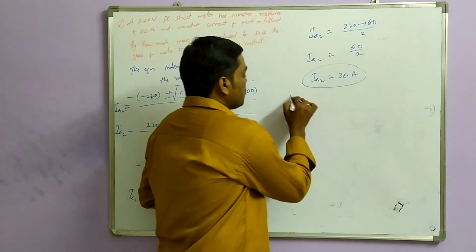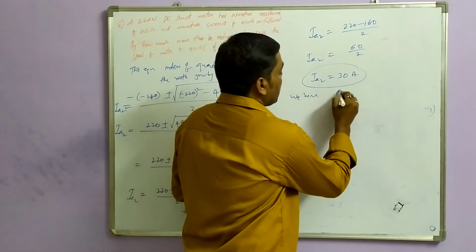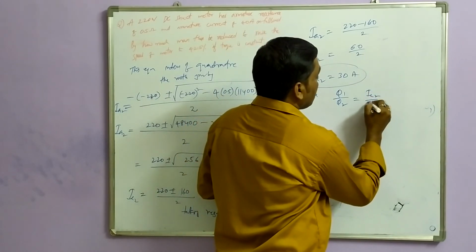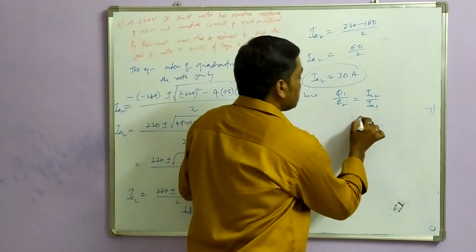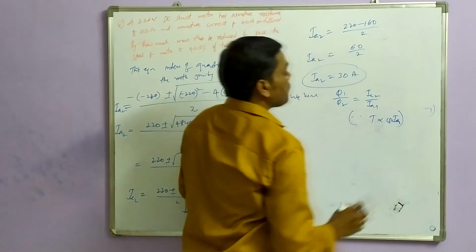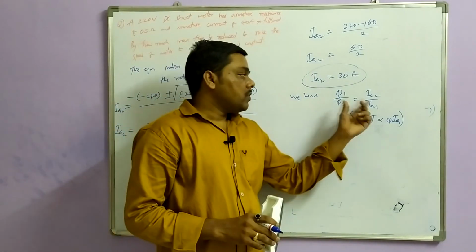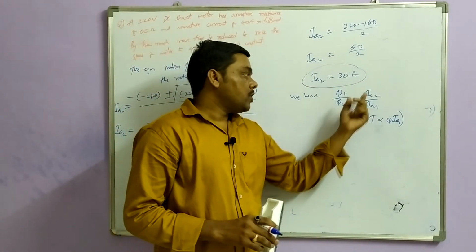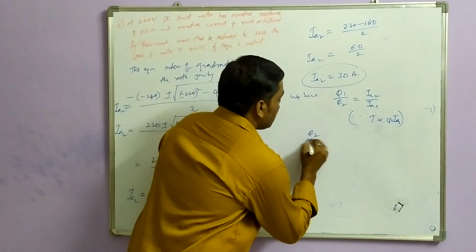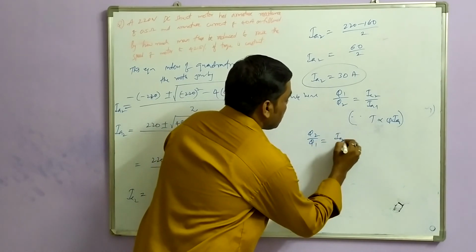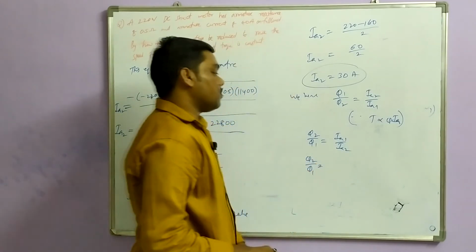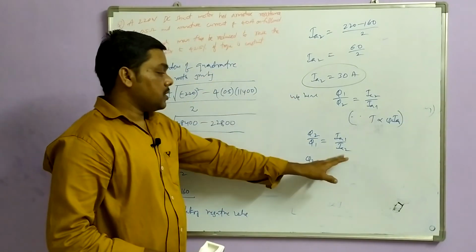Now we have phi 1 by phi 2 equal to IA2 by IA1. This relation is obtained since T is proportional to phi: phi 1 into IA1 equal to phi 2 into IA2, so phi 1 by phi 2 equals IA2 by IA1. So phi 2 by phi 1 is equal to IA1 by IA2. What is the IA1 value? 40 amperes, and what is IA2?